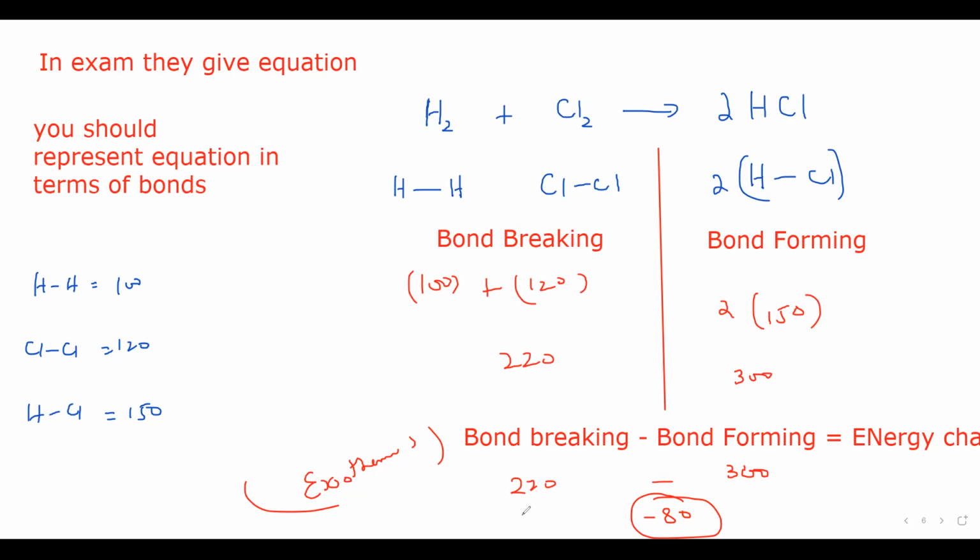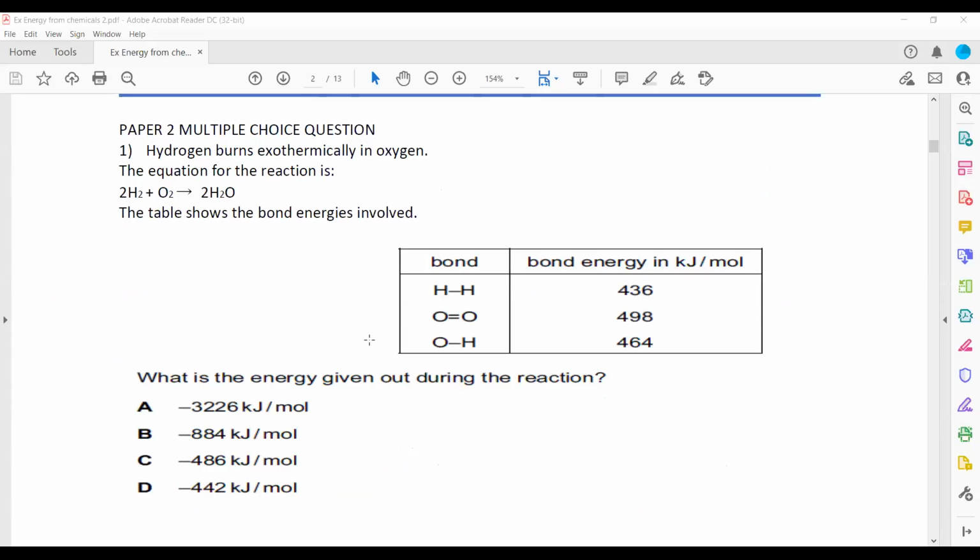Now we'll do some questions related to the topic. This is an MCQ, a multiple choice question, but we'll solve it as a question. We'll ignore the answers here. Hydrogen burned exothermically in oxygen, so the equation for this reaction is given. What is the energy given out? Basically we have to calculate the energy change, because it's an exothermic reaction, so the energy change will be equal to the energy given out.